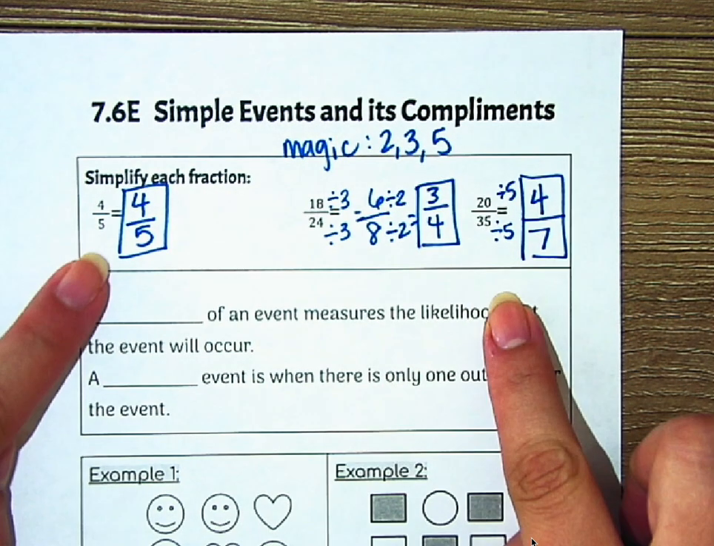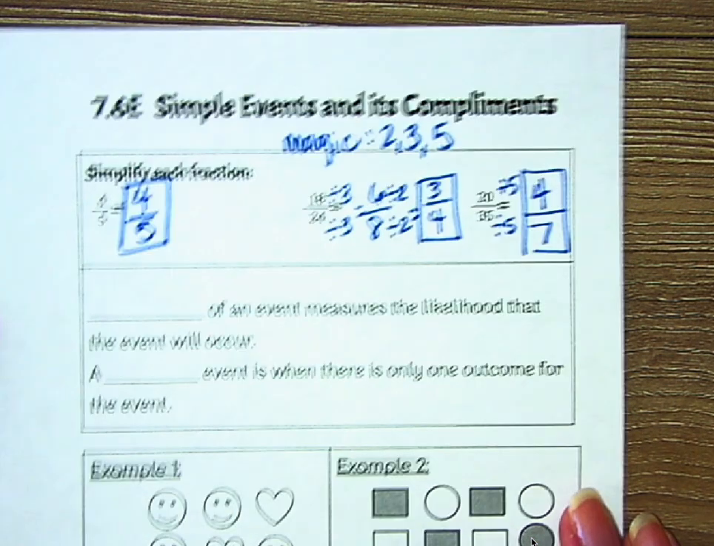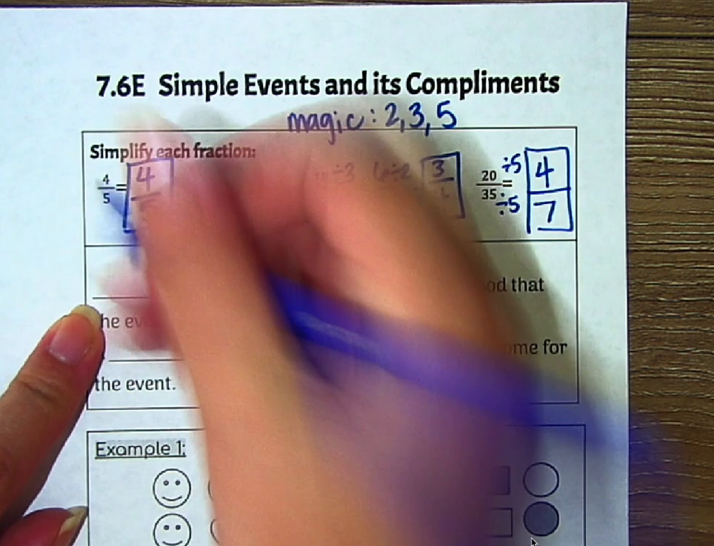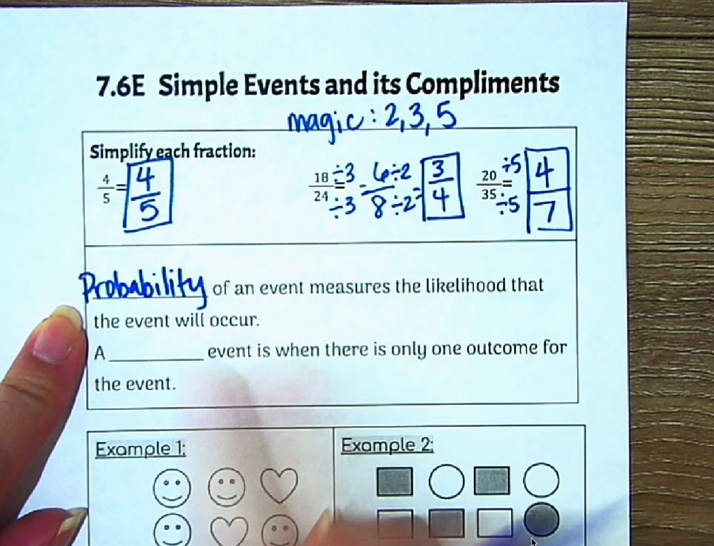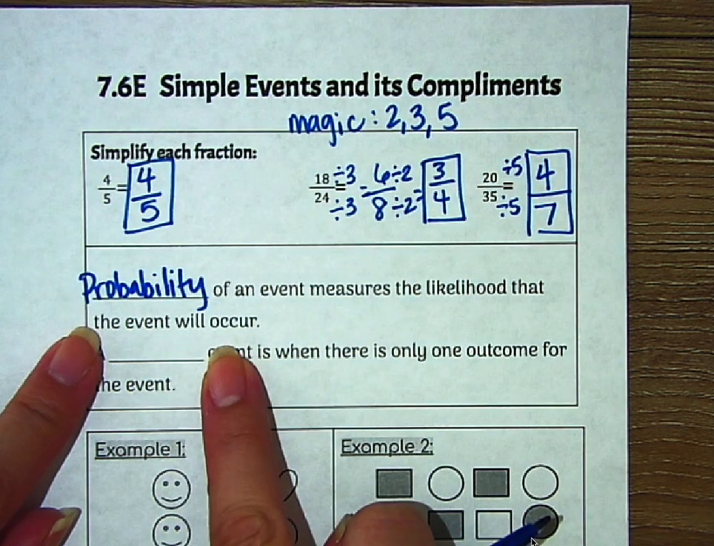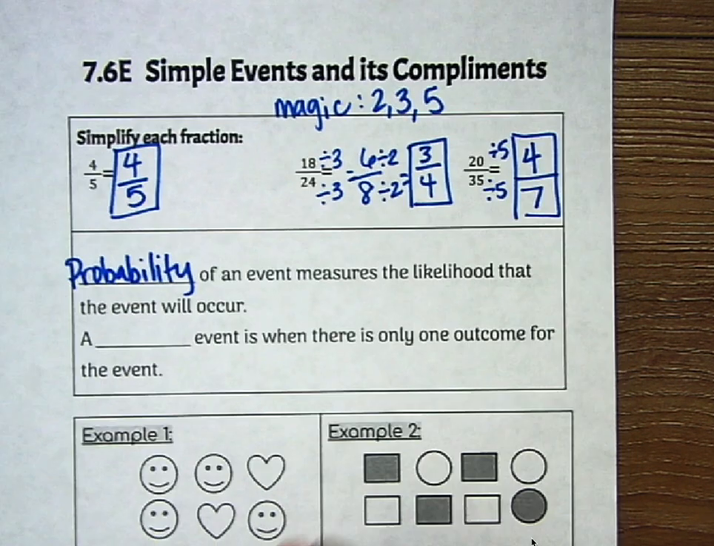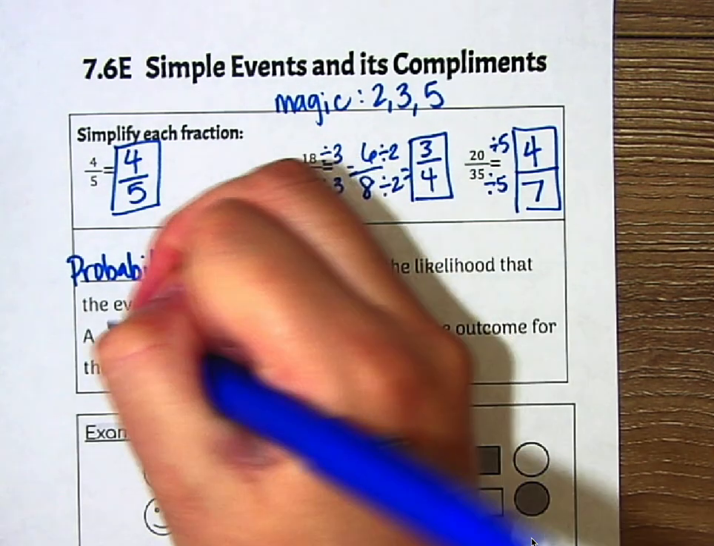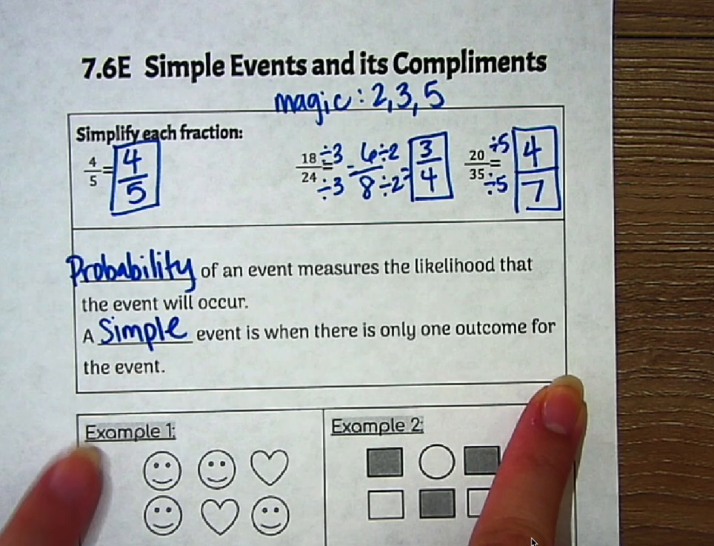So just make sure you remember your rules and to see if you can make those fractions smaller. So our first blank is probability. Probability of an event measures the likelihood that the event will occur, because we are going to measure what could happen. A simple event, that's the next one, is when there is only one outcome for the event.